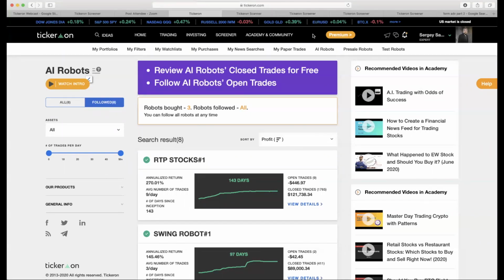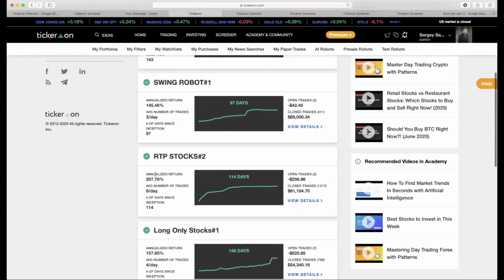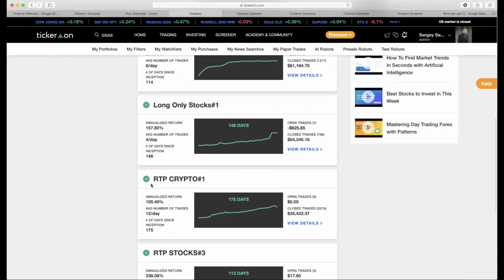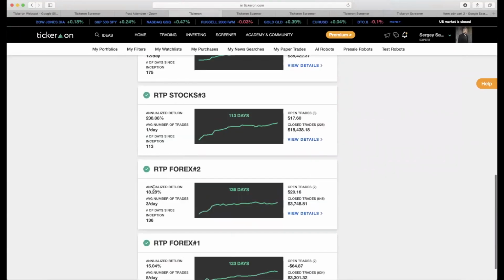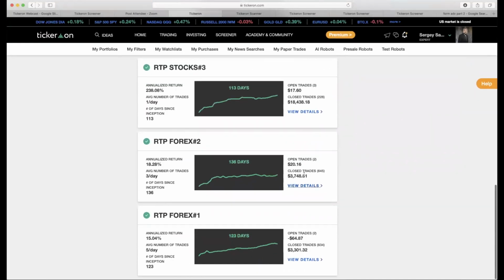And I mean, look at these annualized returns: 270%, 145%, 207%, 157%, 105%, 238%. This one's not that great, 18%, right? But this is a newer one. It's only got 3K in closed trades. All right, 15% for these. Oh, these are Forex. I'm sorry. Yeah, that's why it's like that.